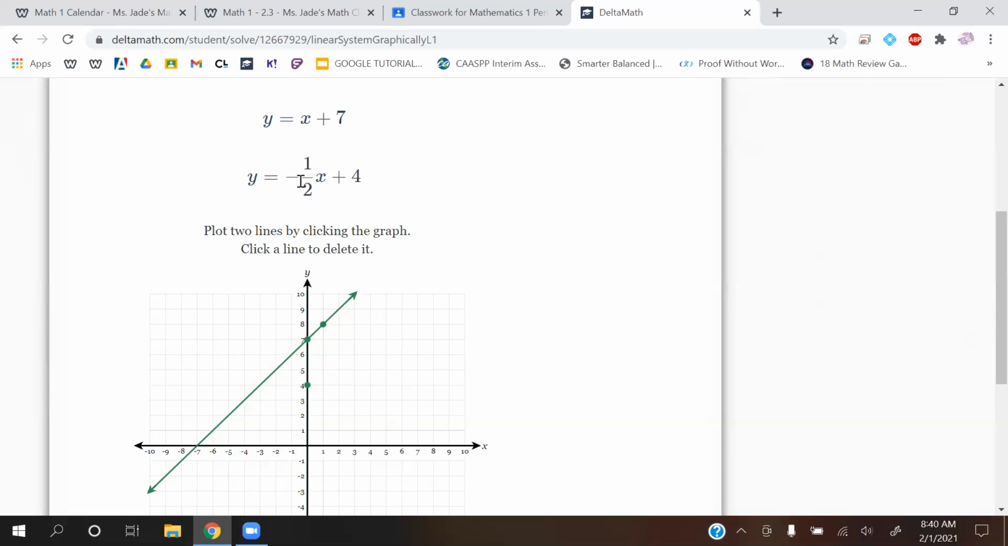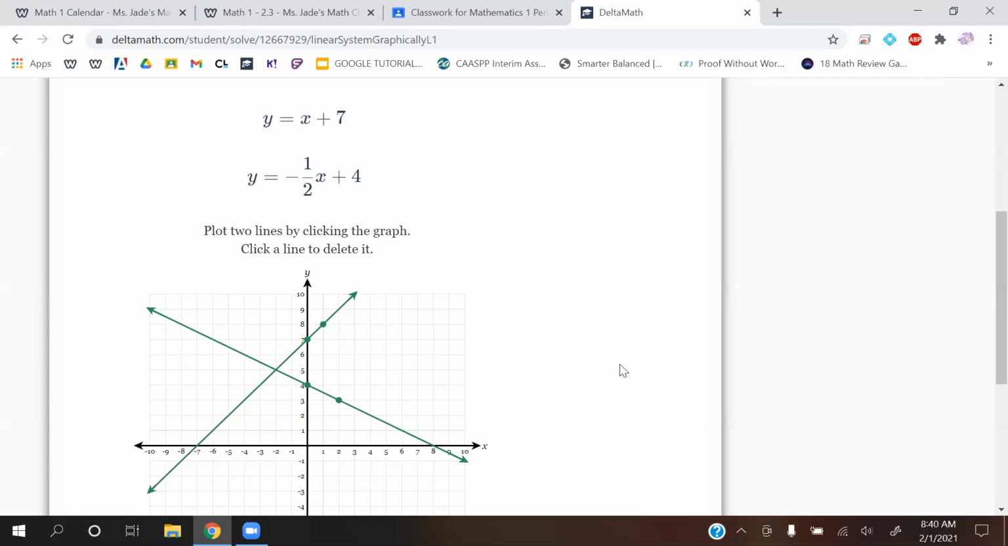Now we have a negative 1/2 as our slope. Remember, your slope is a rise over run. So negative 1 over 2, that means you're going to rise negative 1 and you're going to run positive 2. So when you rise a negative 1, that means go down 1. When you run a positive 2, that means go right 2. So I click right here. And as you can see, Delta Math has drawn my 2 lines for me.